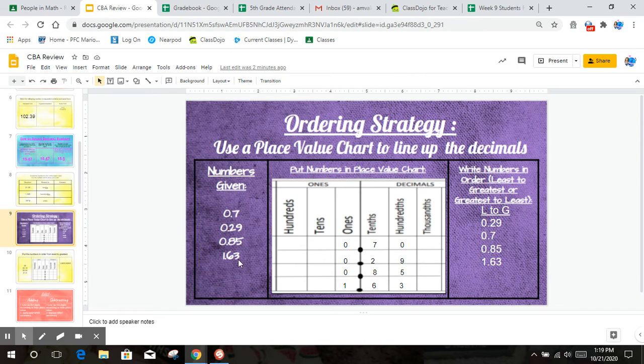Let's say they give us these numbers. We need to put them into the chart correctly. 0 and 7 tenths, 0 and 29 hundredths, 0 and 85 hundredths, and then 1 and 63 hundredths. So you would put them in. The decimal is already there for you. You just have to make sure that they're in the correct place, and then tell me the correct order. So write the numbers in order from least to greatest or greatest to least. And in this case, I was asking for least to greatest.